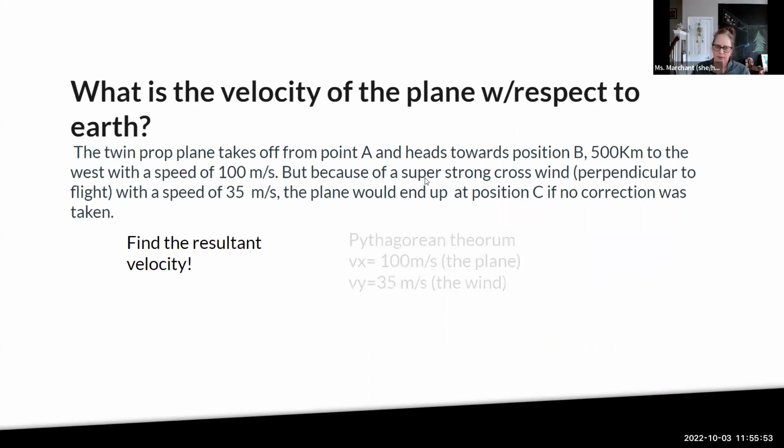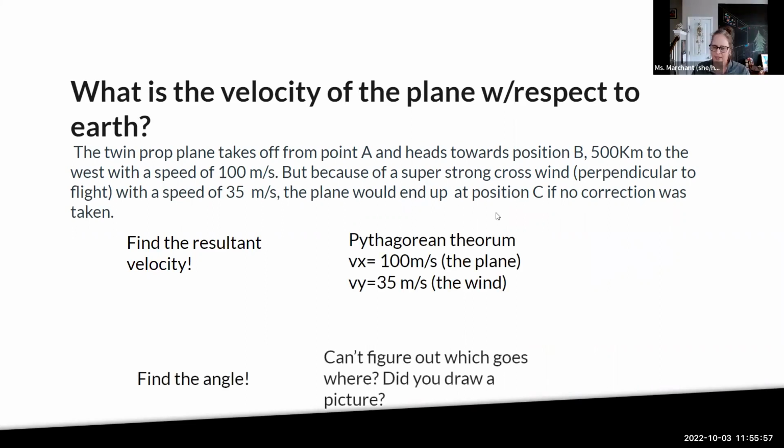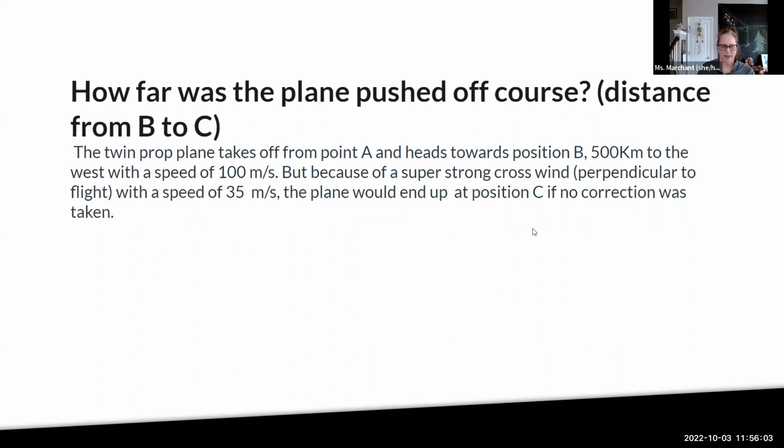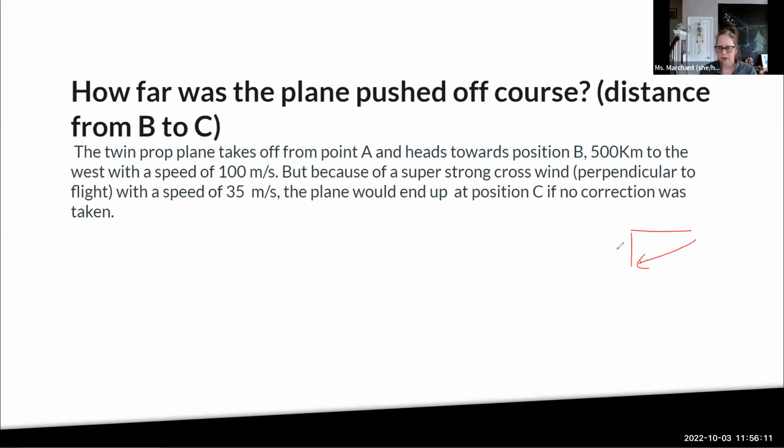Okay, so resultant velocity, Pythagorean theorem again, finding the angle. Draw your picture to help you out every time. How far was the plane pushed off course? So this time we want to talk about the distances. We want to find the distance here in the Y. Do we have the distance in the X? Yep. Do we have the theta? Yes. So that is one way that we could find it.